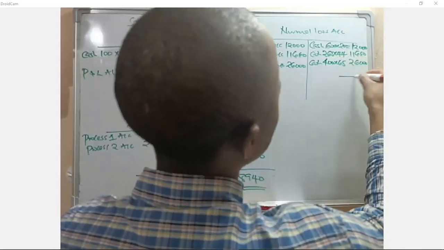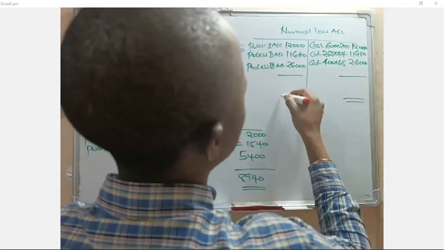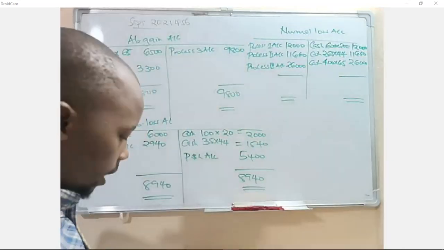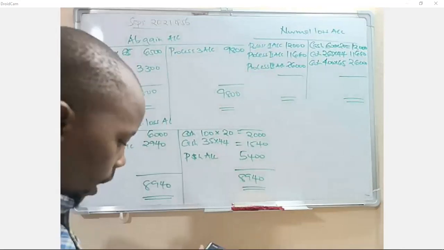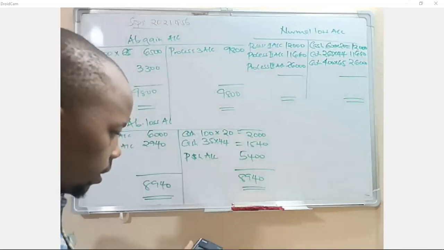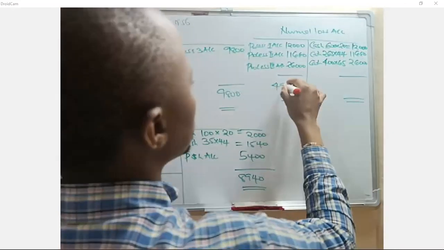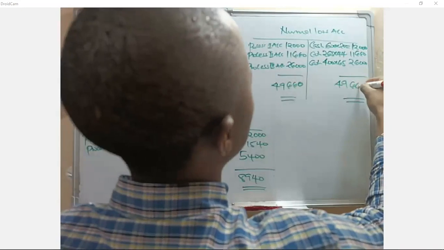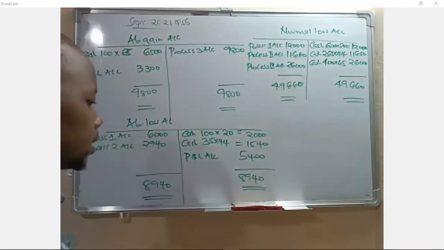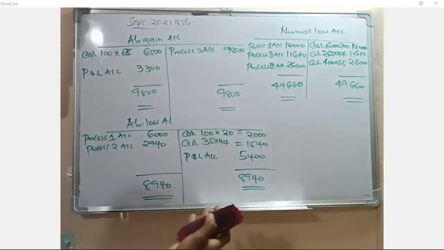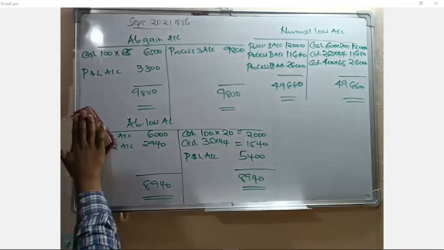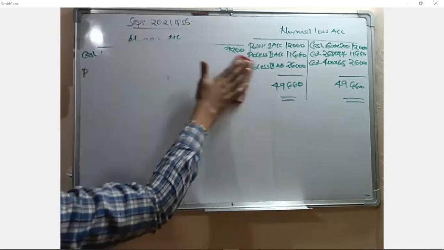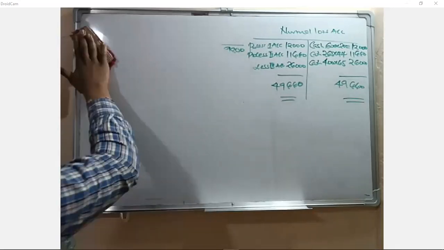This one balances automatically, right? So what are the totals there? 12,000 plus 11,660, plus 26,000, we are getting 49,660. That is how it balances. So let us proceed to another illustration.